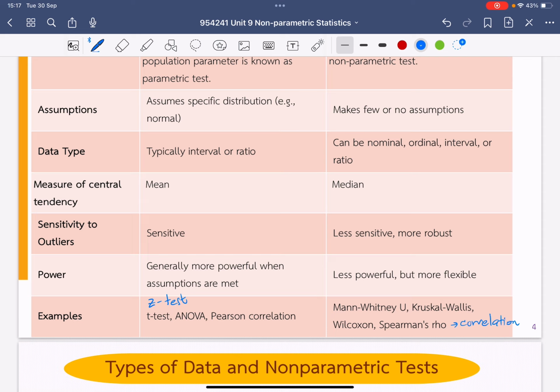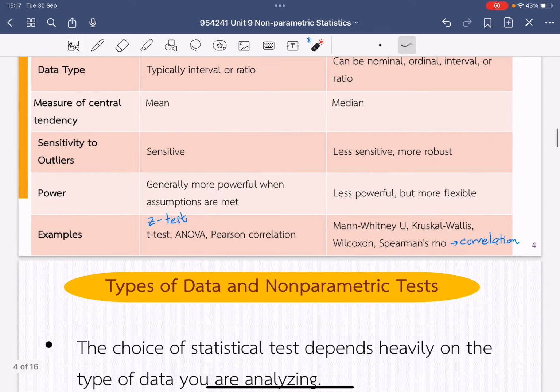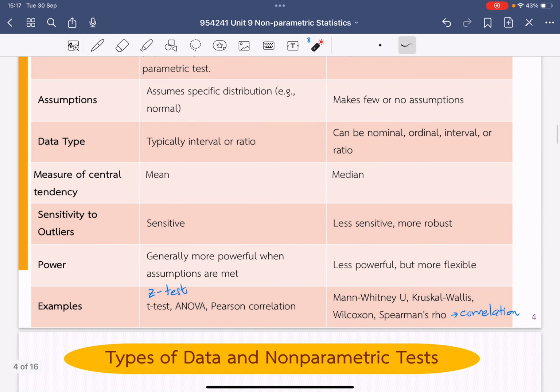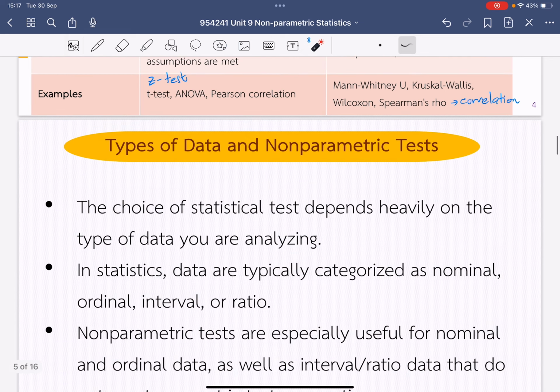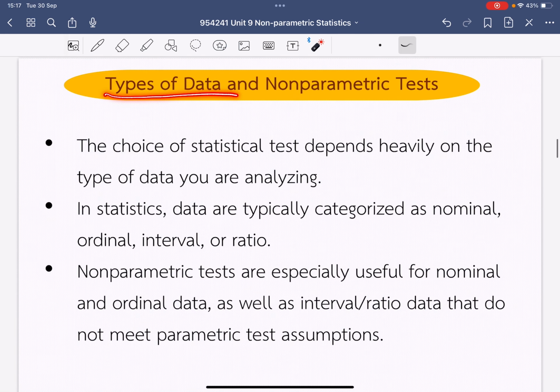This is a test for association here, and up here is the test for the difference, just like z-test, t-test, or ANOVA. All right. Now let's see the types of data that I talked about. We have interval, ratio, nominal, ordinal. What are they? Let's see the types of data and non-parametric tests.